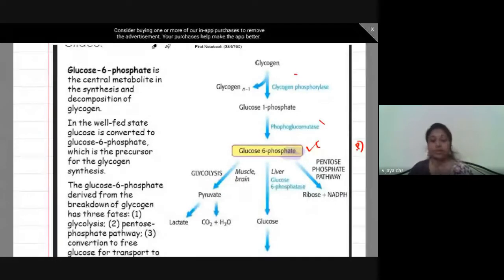Okay, so our topic for discussion today is glycogen. In the previous class, we learned about glycolysis and saw how glucose gets broken down. Now in today's session, we will be learning about glycogen. So what do you know about glycogen? How would you define it? What type of carbohydrate is glycogen?